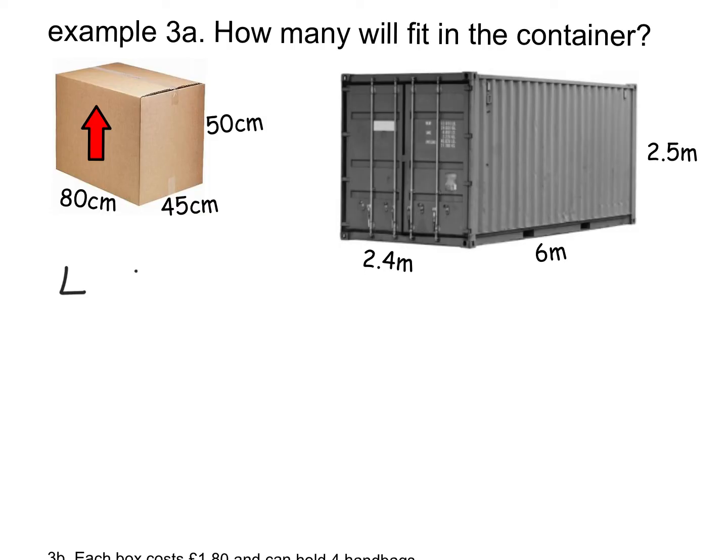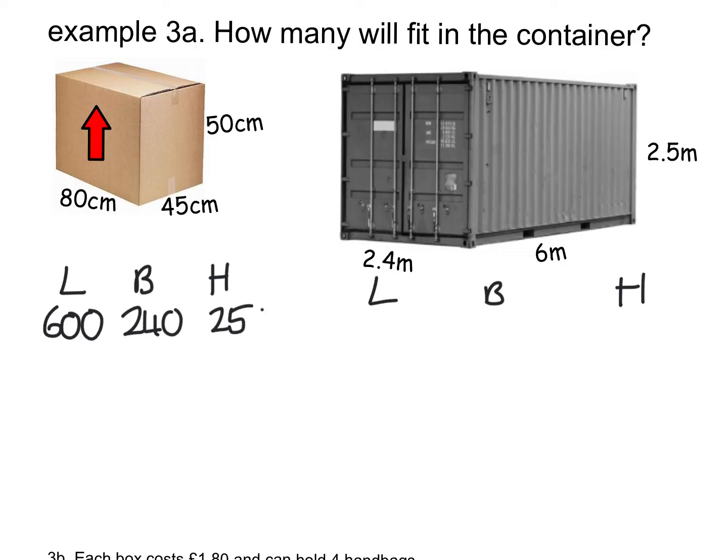I'm just going to set up all my working. I'm going to do length, width, height, and then length, width, height. Now the dimensions of the container always go first, big dimensions first, and we need to turn them all into centimetres. So our length will be 600, our breadth 240, and our height 250. To go from metres to centimetres, remember you are multiplying by 100. So we've got 600, 240, 250.